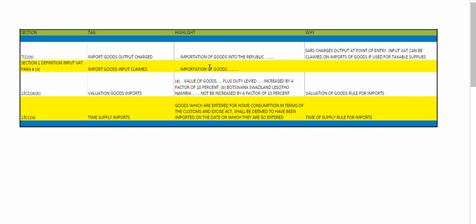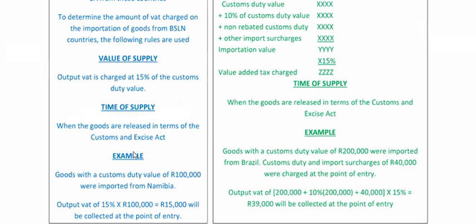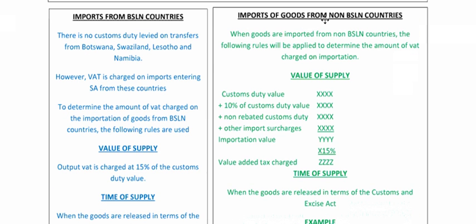So technically these are the things that I would highlight inside your cycle legislation handbook. These are the tags that I would put in just to tell you where everything is, and I would bundle these tags together so that if you ever got an import question, you know what to do. So going back, what's going to end up happening? Imports from BSLN countries, Botswana, Swaziland, Lesotho, Namibia. Value of supply, output VAT is charged at 15% of the customs duty value.